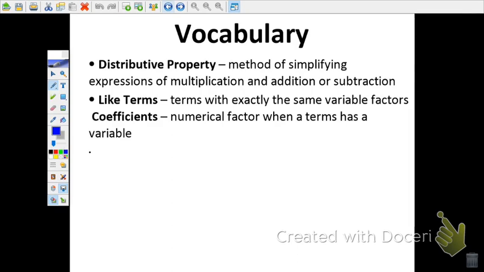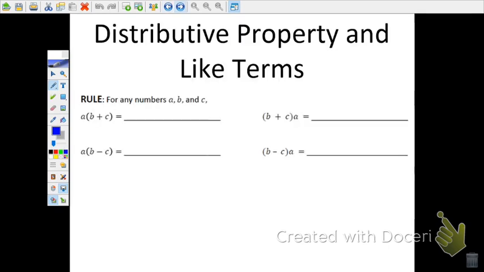When we're talking about like terms, we're talking about terms with exactly the same variable factors. So those letters. And then coefficients. The coefficient is that numerical factor when a term does have a variable. So the number in front of the variable is what we call the coefficient. So vocabulary to be familiar with, we'll be using in today's lesson, distributive property and like terms.